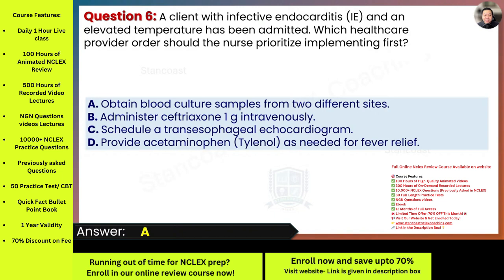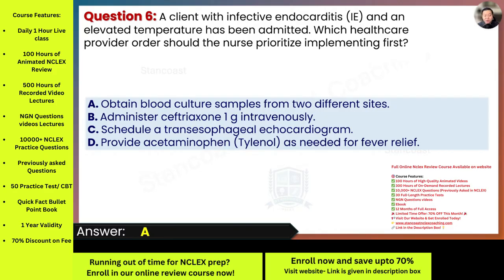Now, what about letter D? Provide acetaminophen as needed for fever relief. We know that acetaminophen can make the patient more comfortable, but it does not address the root cause of the infection. And fever in this case is a clinical sign of IE, and suppressing it without first obtaining the blood cultures could make it harder to monitor the infection's progression.